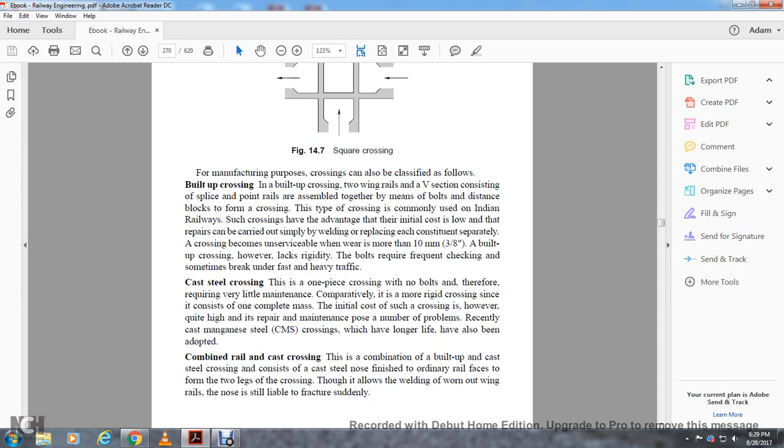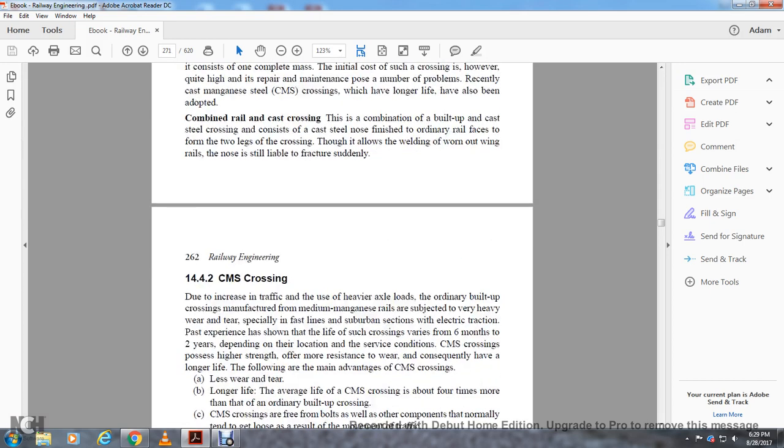The combination built-up cast steel crossing consists of the cast steel nose fitted with ordinary rails to the two legs of the crossing. This allows welding to repair the worn-out wing and rail. The nose is still liable to fracture suddenly.